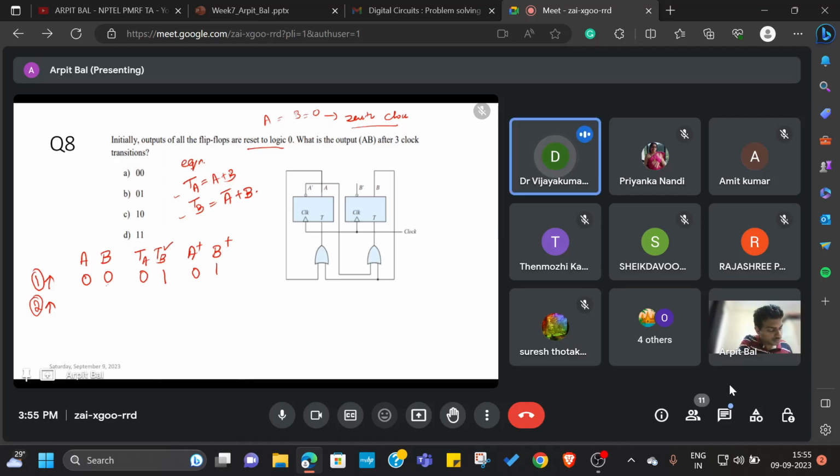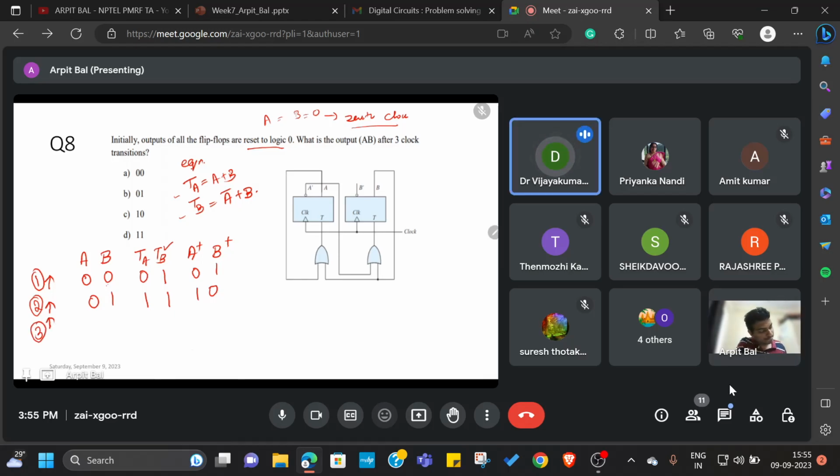A and B are 0, 1. Correct. Then TA is 1. Okay. And TB is also 1. Correct. So what is A plus and B plus? 1 0. Correct. So what happens in the final clock?